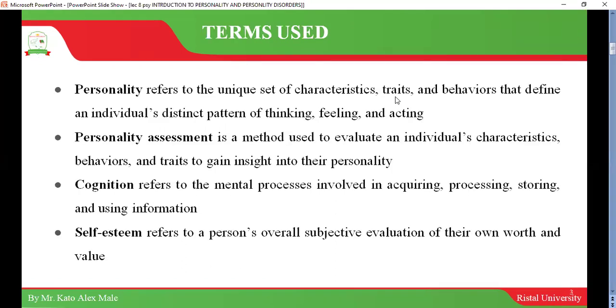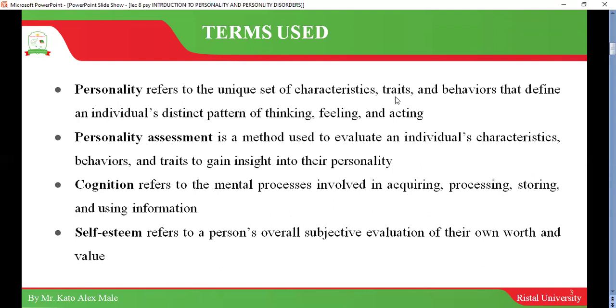Okay, the terms used in personality. To start with, personality itself refers to the unique set of characteristics, traits, and behaviors that define an individual's distinct pattern of thinking, feeling, and acting. In other words, personality defines cognition. You understand? Personality influences a lot how an individual thinks, how an individual feels, and how an individual acts. You get it?